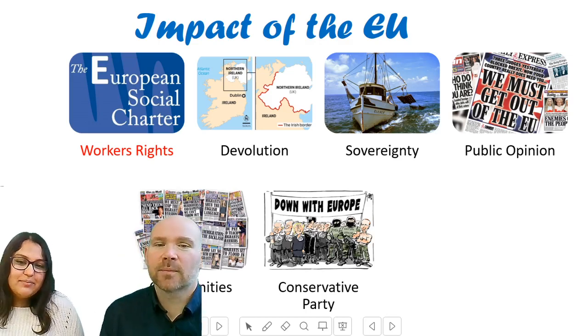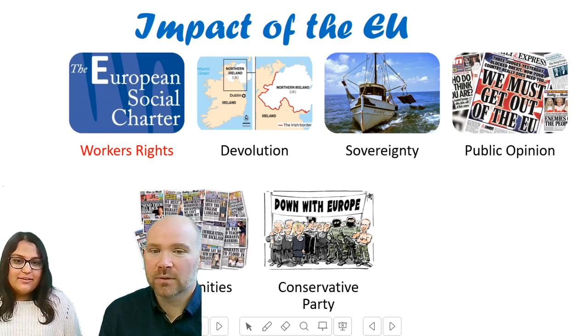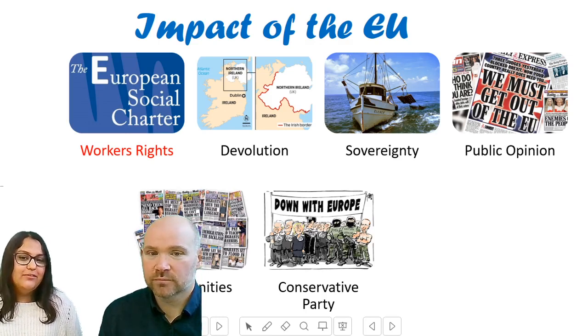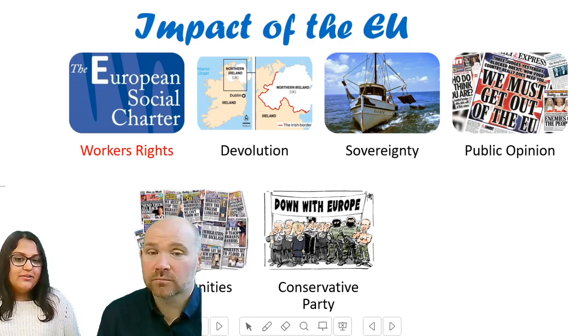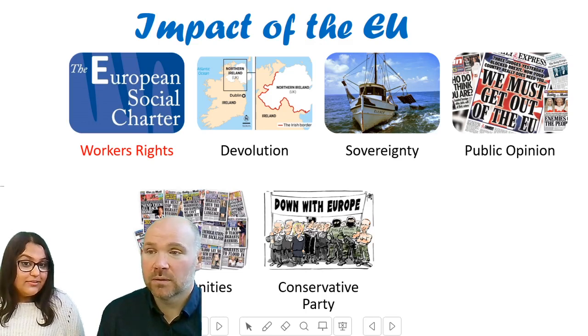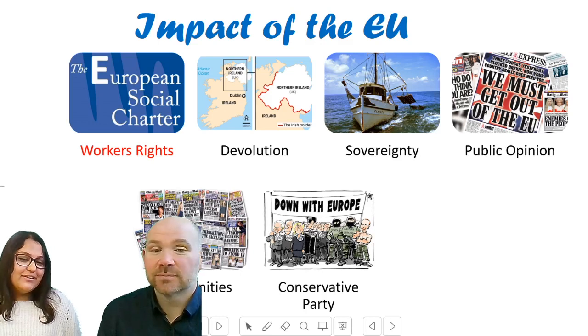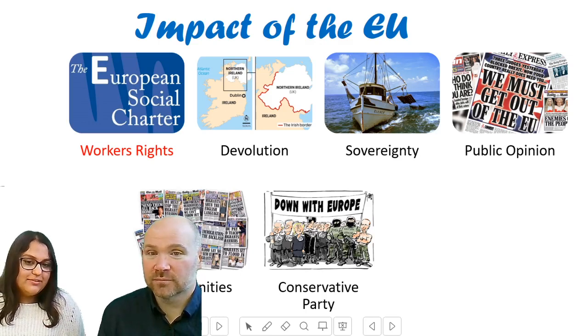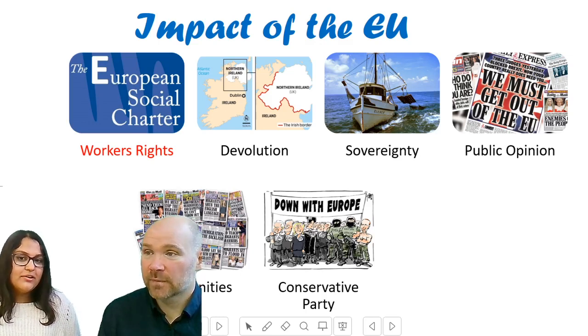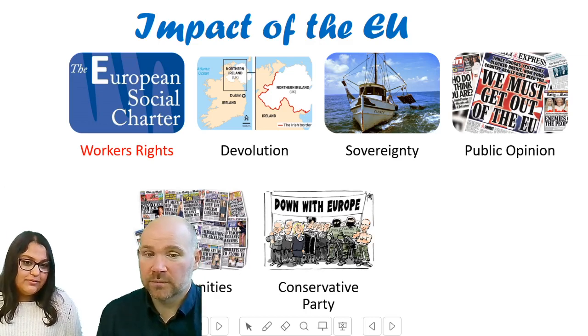Okay, so the Conservative Party. The EU has taken down a lot of Conservative Party leaders. So Theresa May, David Cameron, Thatcher. All of them, really. The only reason that Boris Johnson is the leader right now is because of his views on the EU, his strong opinions on Wales.